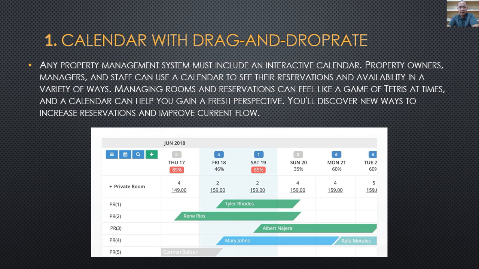Okay, so first is the calendar with drag and drop rate. So any property management system must include an interactive calendar. In the word interactive, the property owners as well as the managers and staff can use a calendar to see their reservation and availability in a variety of ways. And managing rooms and reservations can feel like a game. It's like a game of Tetris. So it's like filling the gap.